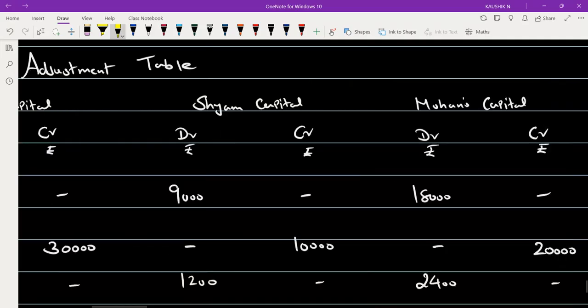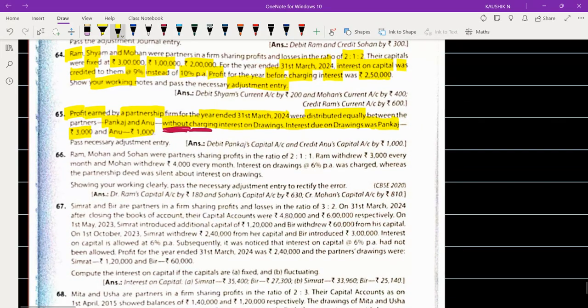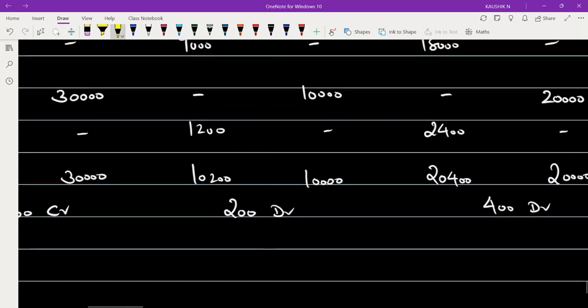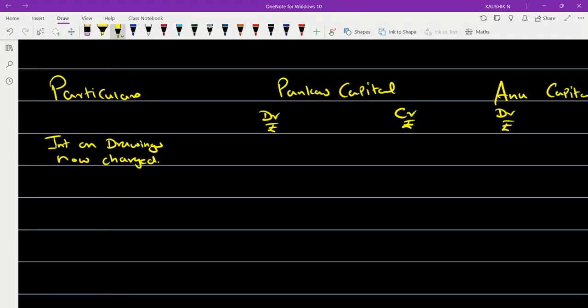They've given you the values in the question itself. What is the value? 3000 and 1000. Now tell me, interest on drawings, will it be debited to the partner or credited to the partner? Interest on drawings: debit the partners, credit the firm.